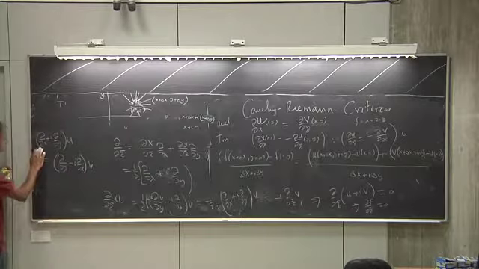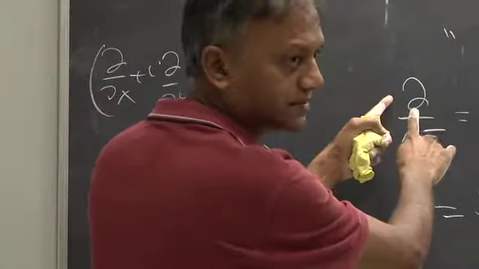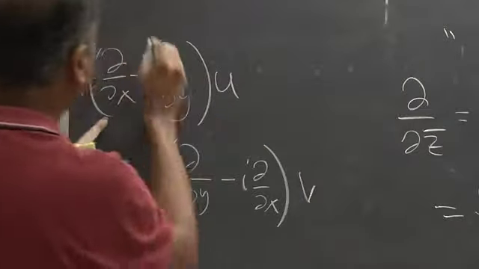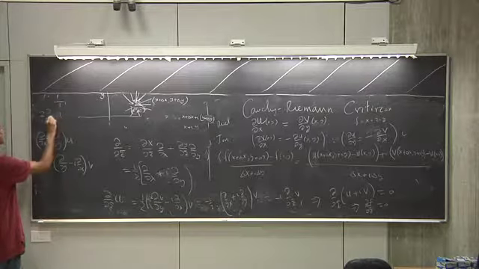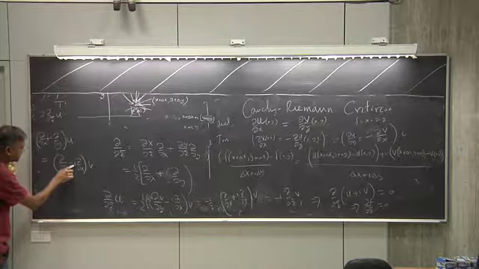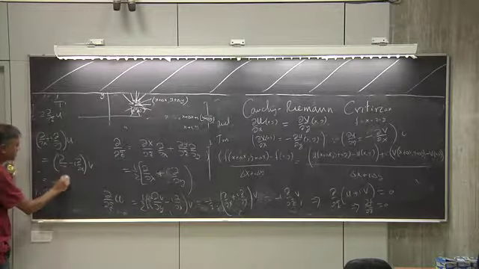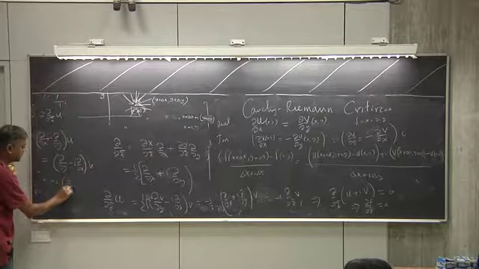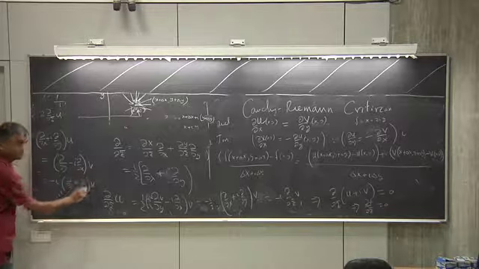Now this is in fact twice, what we call twice d by dz bar. So the left hand side is simply 2 times d by dz bar acting on u, right? Now the right hand side, if I take out a minus i as a common factor, then this becomes d by dx plus i d by dy on v.